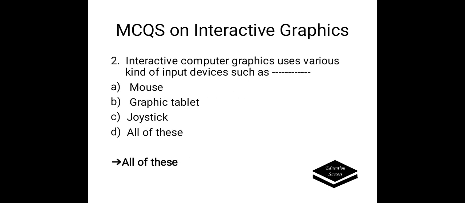Interactive computer graphics uses various kinds of input devices such as. Options are mouse, graphic tablet, joystick, all of these. Correct answer is all of these. Interactive computer graphics uses various kinds of input devices such as mouse, graphic tablet, joystick, light pen.